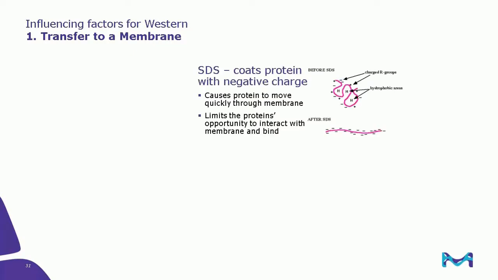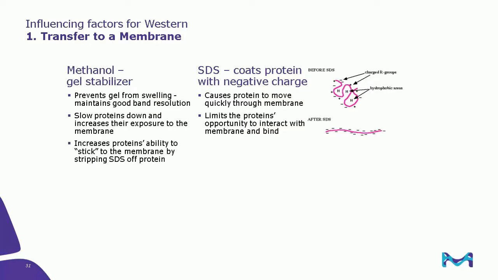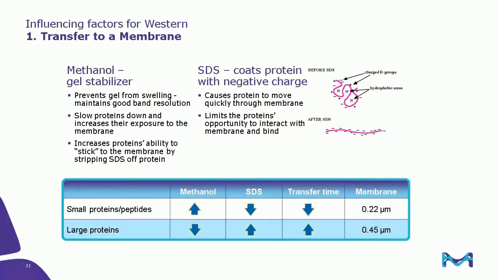Most of us are familiar with the role of SDS during transfer, so I will not go into great detail here, but I think the role of methanol is actually less understood. Methanol prevents the gel from swelling, so band resolution can be tightly maintained during transfer. If the gel expands during transfer, one can observe diffusive band patterns. Another thing it does is slow down the movement of proteins and increase their residence time on the membrane. Also, it can enhance proteins' ability to stick to the membrane by removing SDS off the proteins.